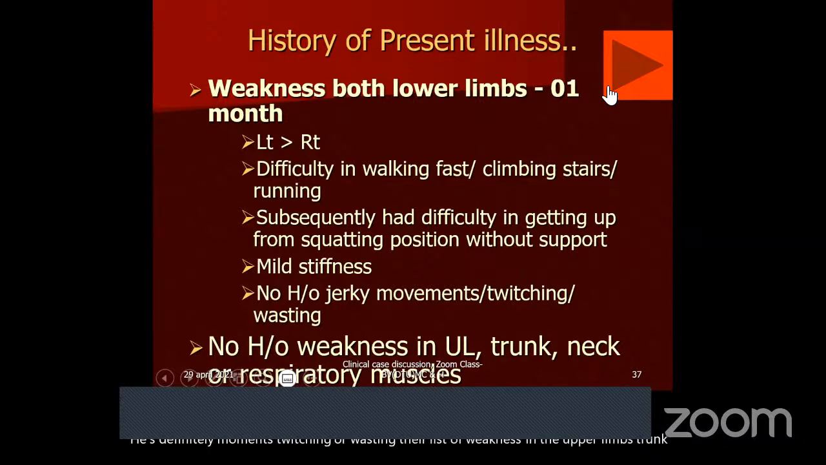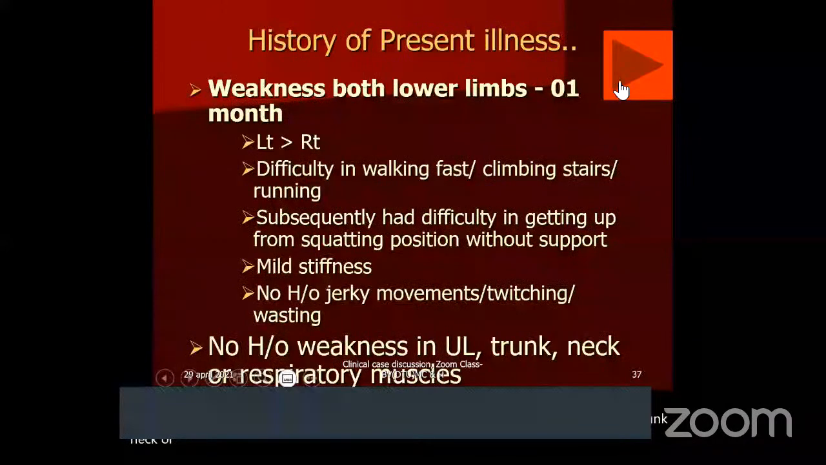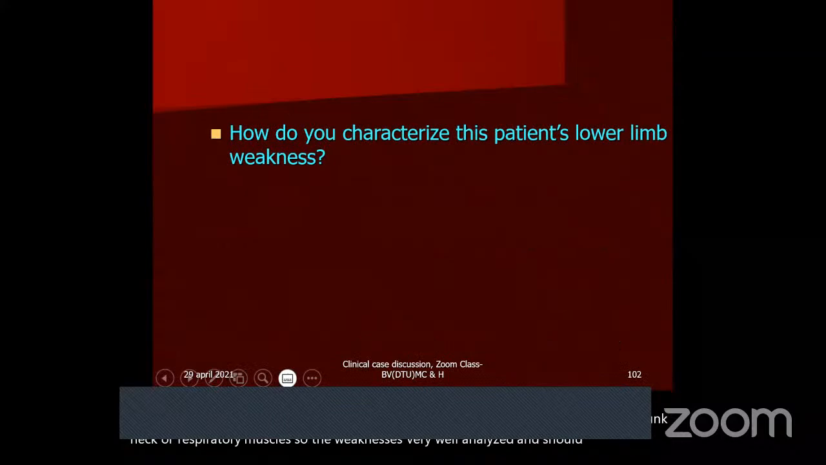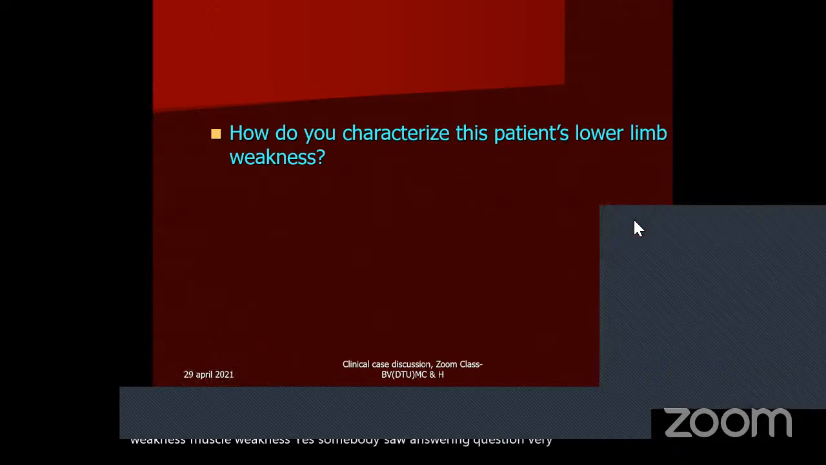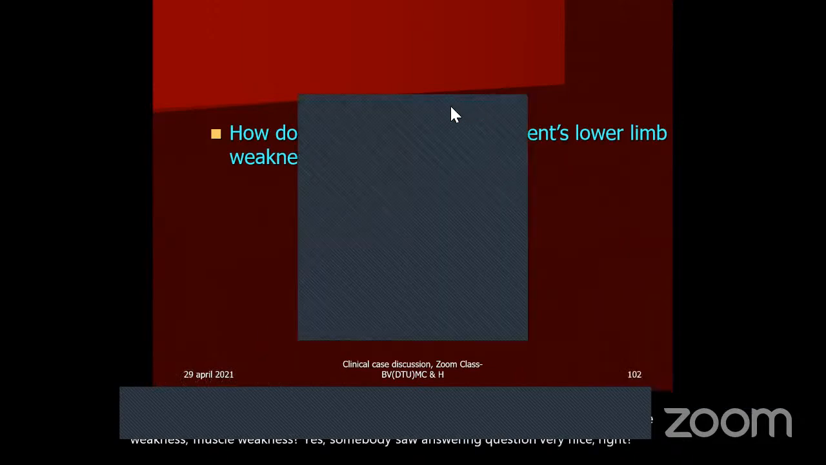So the weakness is very well analyzed, and we should register these points, and I'll ask you some questions. How do you characterize this patient's lower limb weakness? Anybody? Is it a lower motor neuron weakness, upper motor neuron type weakness, muscle weakness? Yes, somebody is answering. Very nice, right? It is UMN. Why do you say it is a UMN weakness? You can unmute yourself and say.